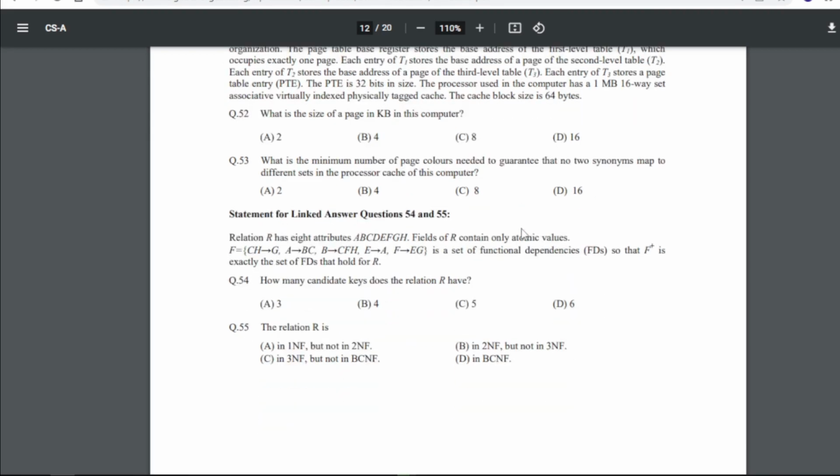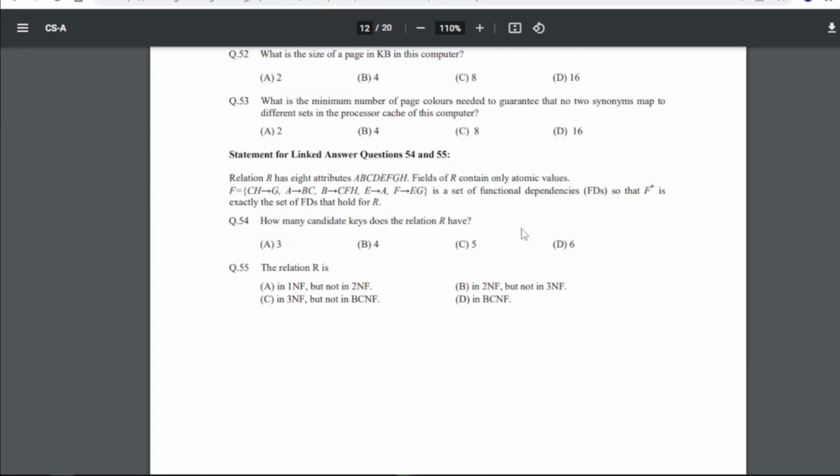Now next question is, relation R has 8 attributes A, B, C, D, E, F, G, H. Fields of R contain only atomic values, right? So these are the values. Is a set of functional dependency FD, so that F closure is exactly the set of FDs that hold for R. Now the question is, how many candidate keys does the relation R have? So if you find the candidate keys, you will find the answer as B. For 54 that is 4, right?